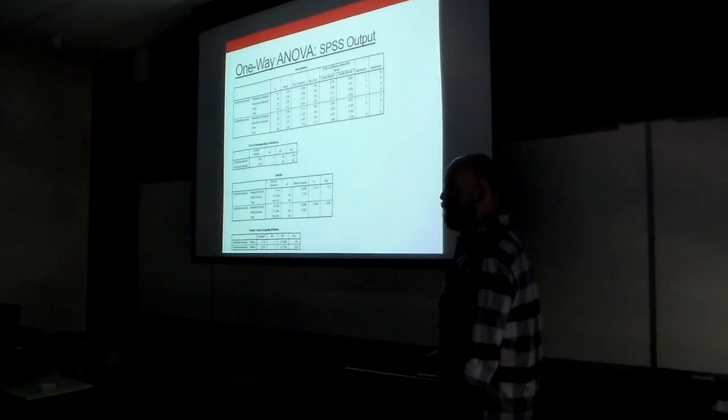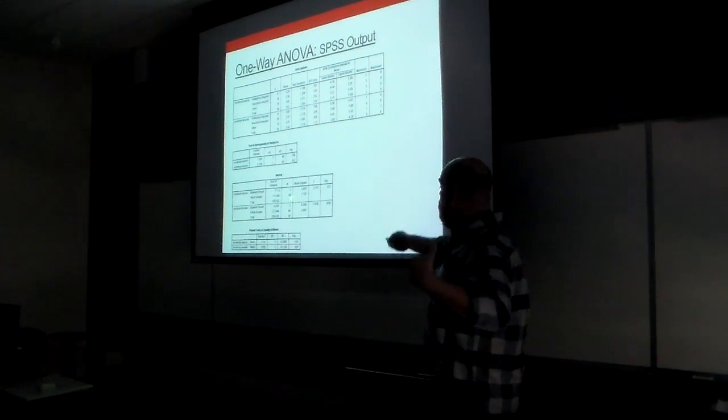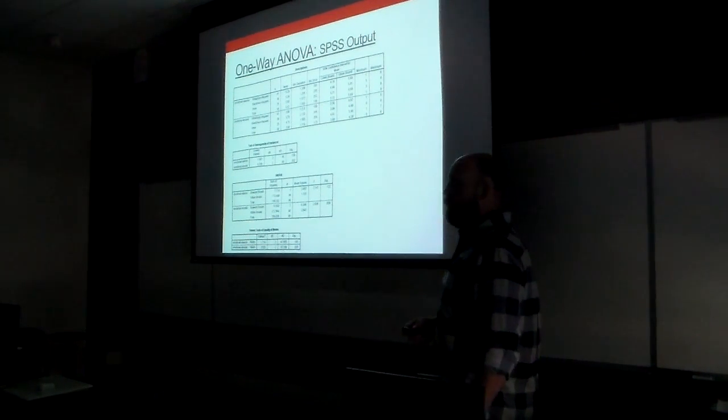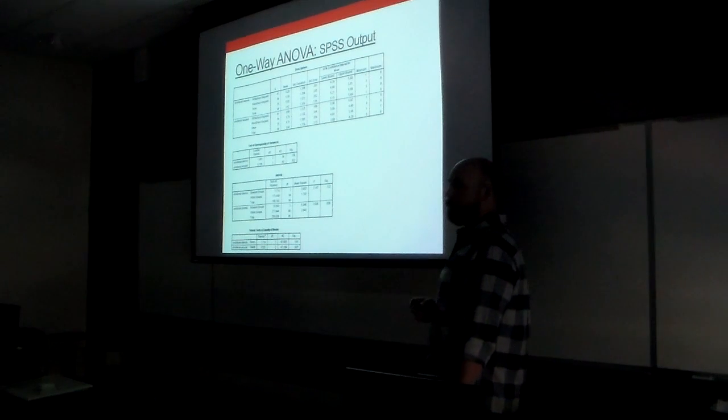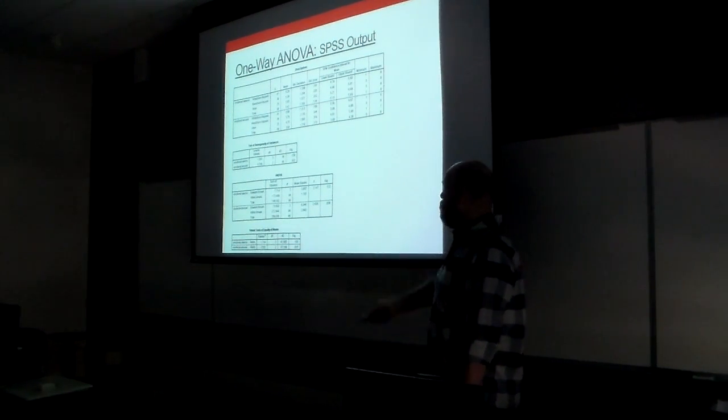That's what's going on here. And then here's our sum of squares total. This is all the variability in all the scores that we've got. Our degrees of freedom, and then our mean square. What is mean square code for? Variance. This is just a variance estimate.